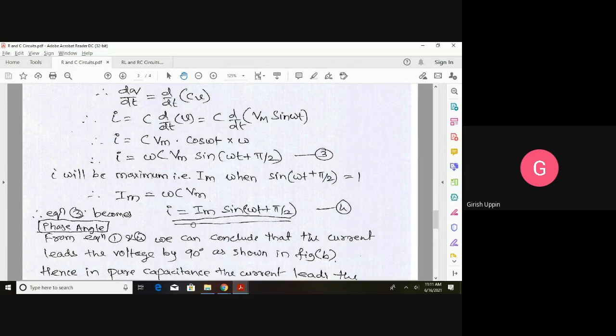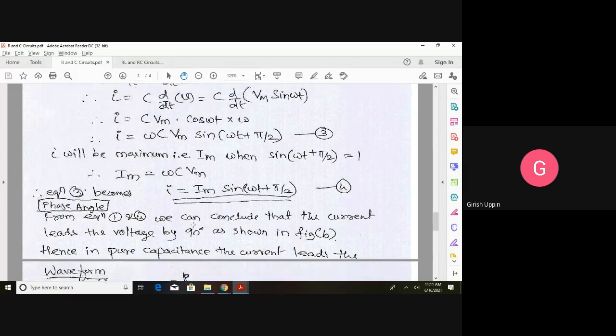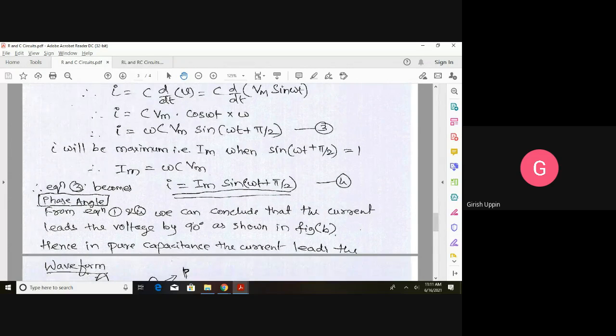Now we have two equations. First equation is the applied voltage, that is V is equal to Vm sin omega t.